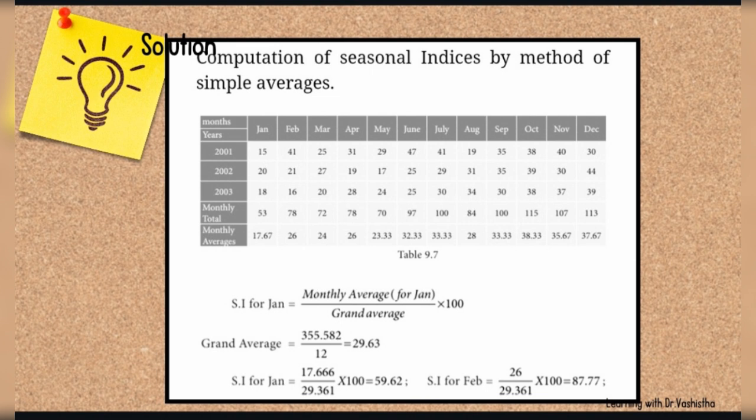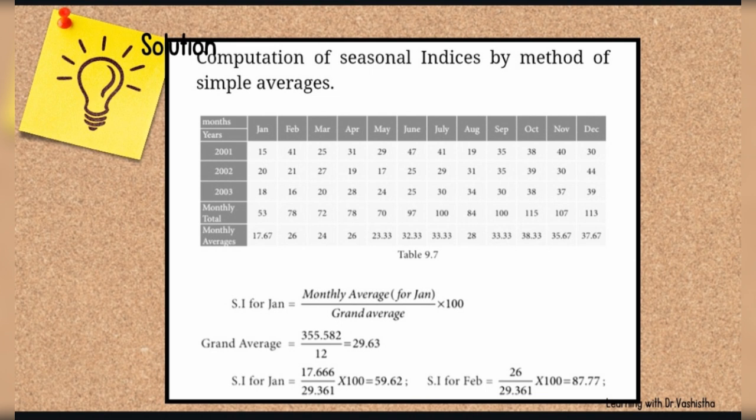For summing up the monthly averages, we'll calculate the summation of the last row, which starts from 17.67 plus 26 plus 24 plus 26 and further on till the month of December. That will be the sum of the monthly averages of all the months. The value comes out to be 355.582.